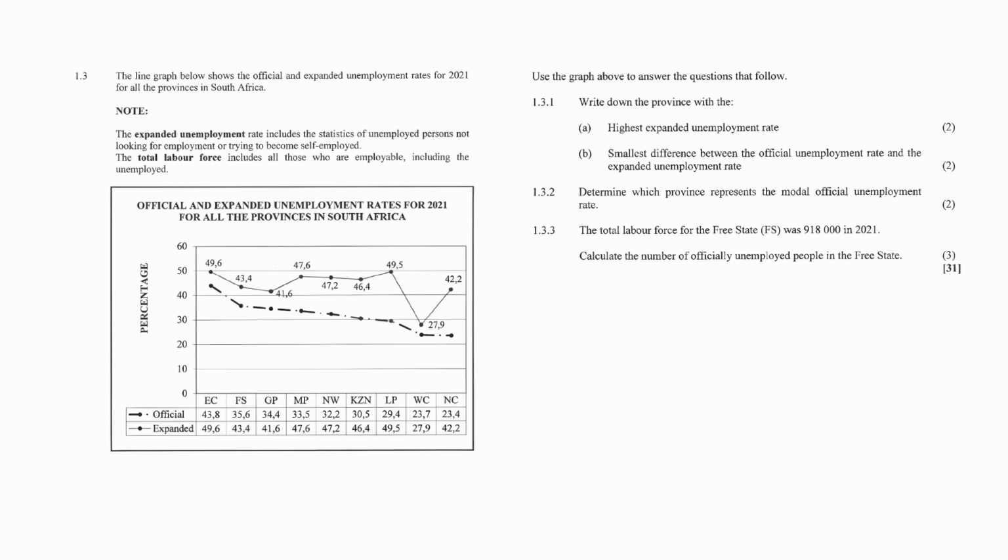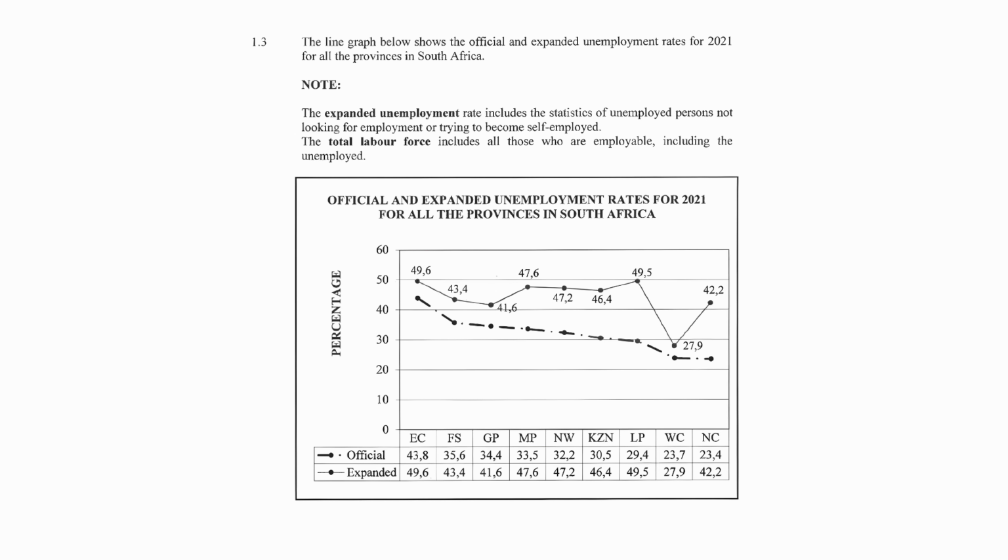Question 1.3 consists of 4 data handling questions designed to assess your understanding of line graphs. You are given a line graph that shows the official and expanded unemployment rates for 2021 for all the provinces in South Africa. Note that the expanded unemployment rate includes the statistics of unemployed persons not looking for employment or trying to become self-employed. The total labor force includes all those that are employable, including the unemployed.